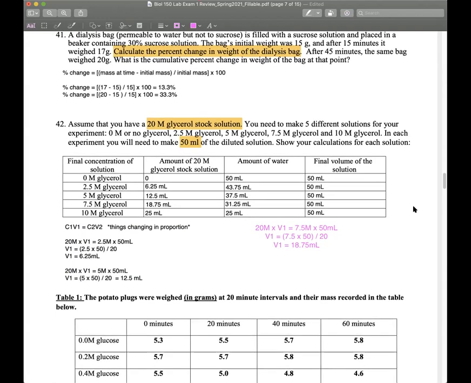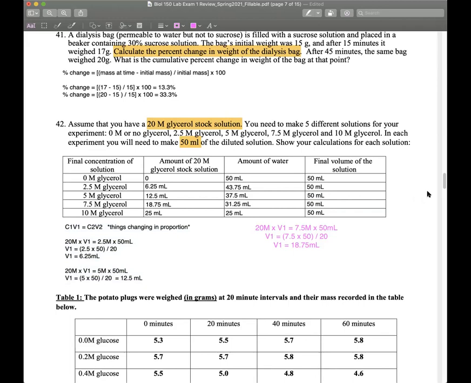All right, so very easy. Once you know what formula to use and how to use it, it just becomes a matter of making sure you're entering it correctly into your calculator. So really straightforward mathematics there with these dilution calculations.